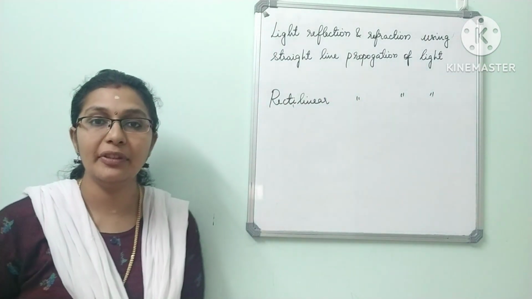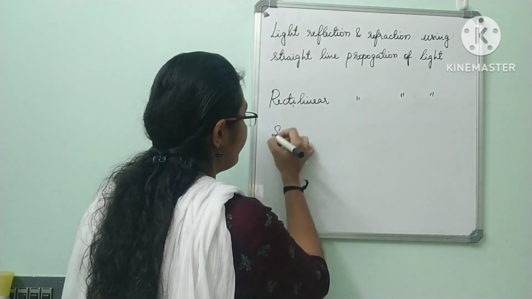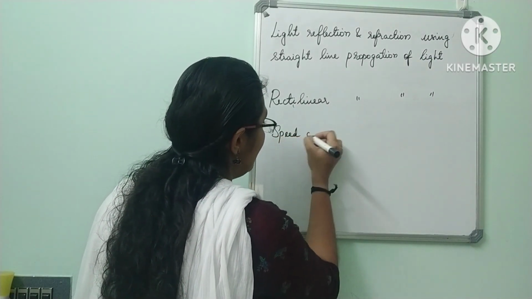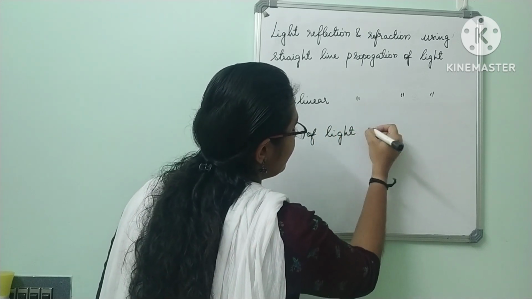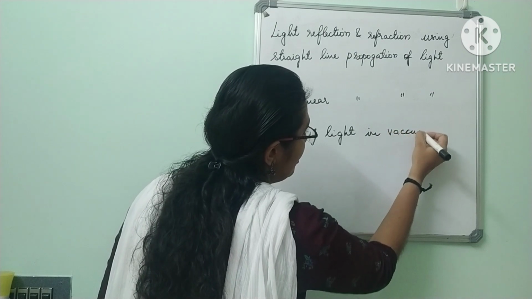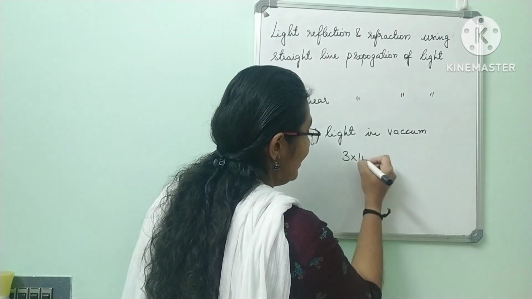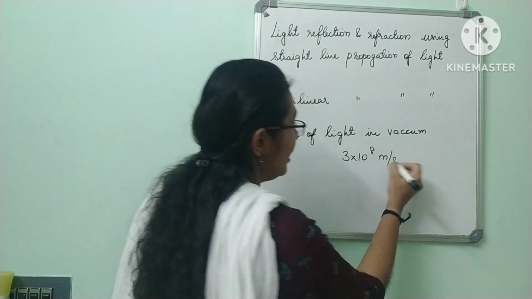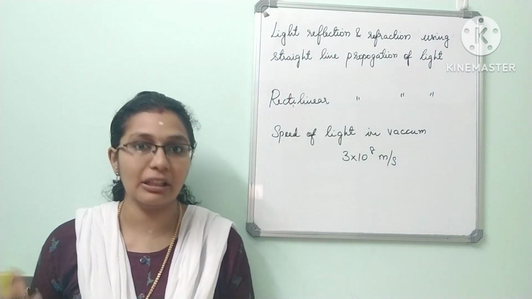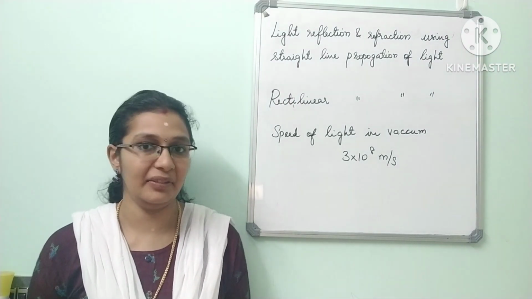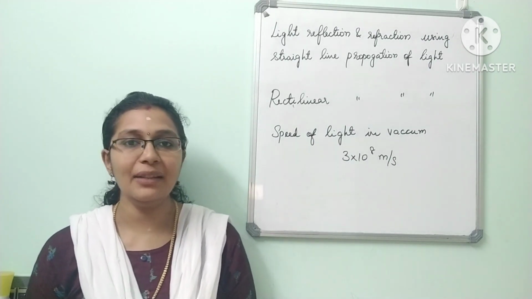Okay, and also we have to know one important thing, the speed of light in vacuum. This already we have learned from previous classes. Still, this is a very important value. So the speed of light in vacuum is 3 into 10 power 8 meter per second. As already we have discussed, it does not require any medium to travel. Light does not require any medium to travel. It can travel even in vacuum. So the speed of light in vacuum is 3 into 10 power 8 meter per second.